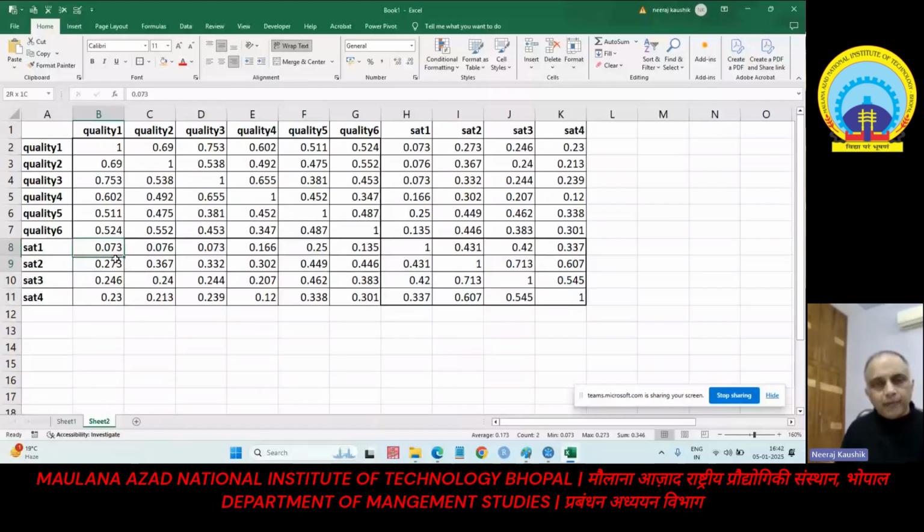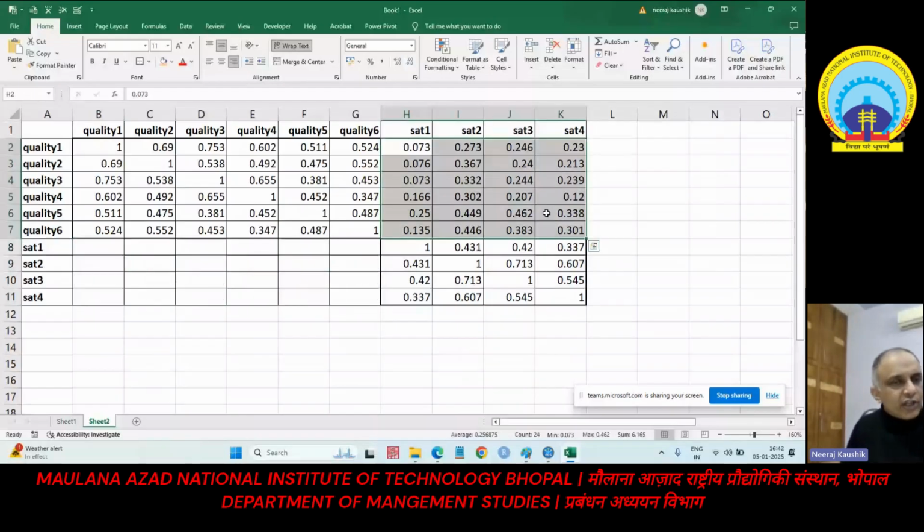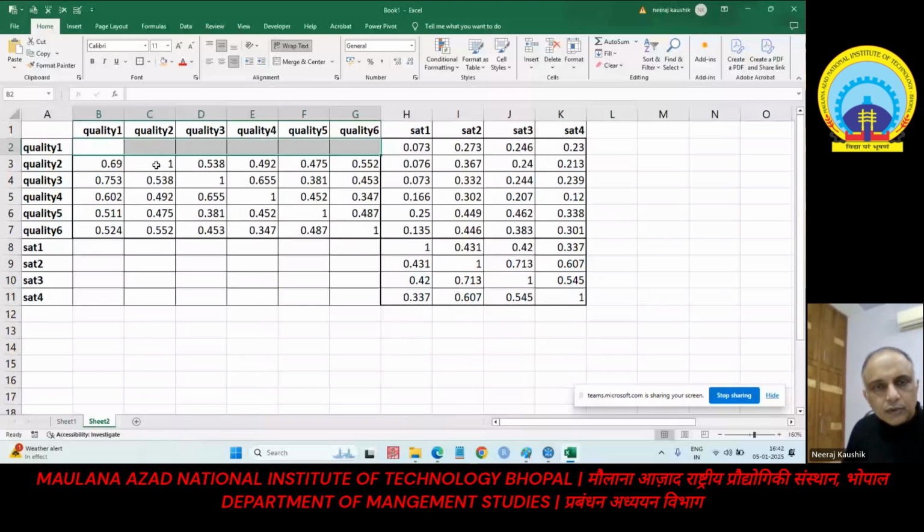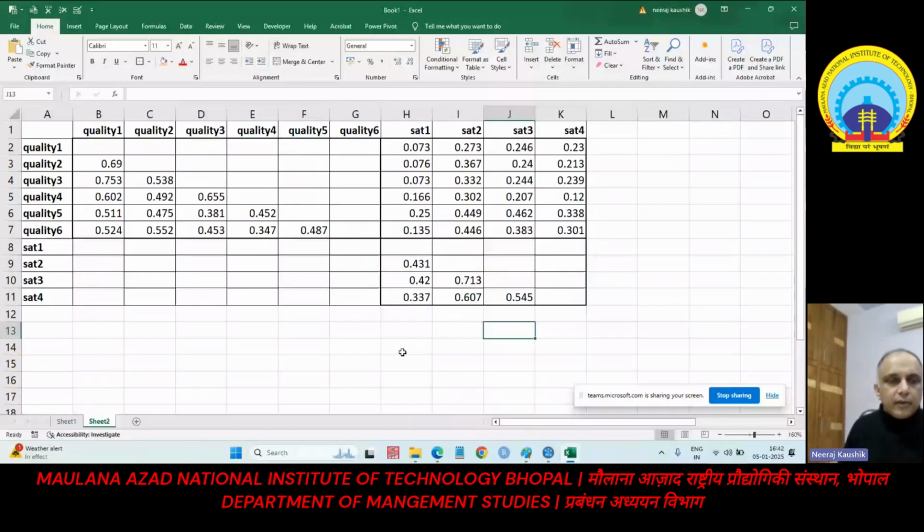Okay, three portions are there. One is all the items of quality, and that is also repeating, so let me remove these also. All the items of quality are correlated with each other. I found their correlation, and I will call their average the monotrait. Monotrait, MT. This is the MT for quality.